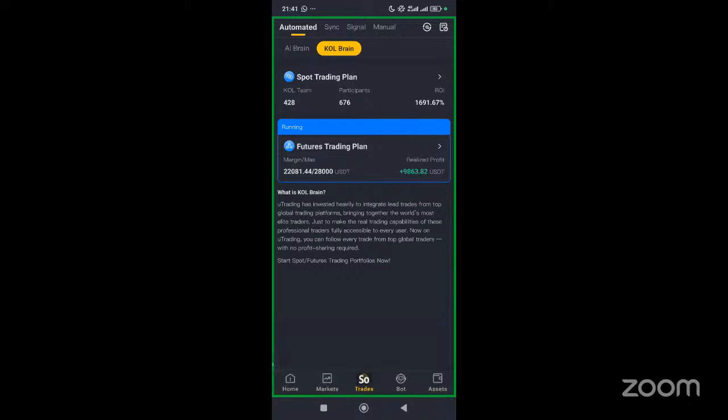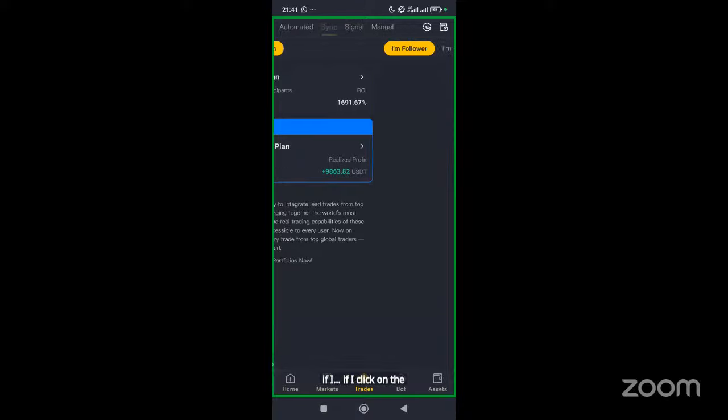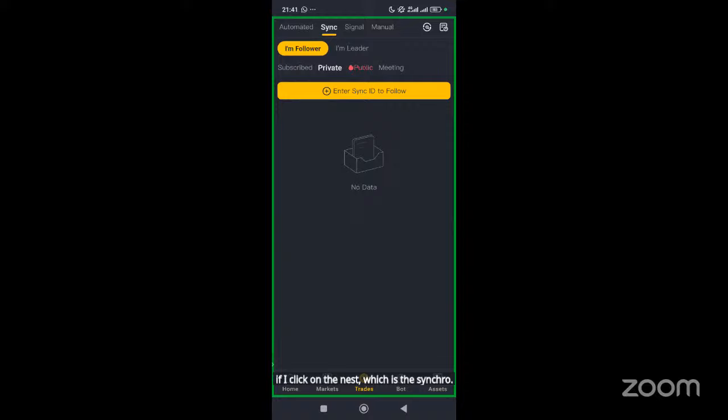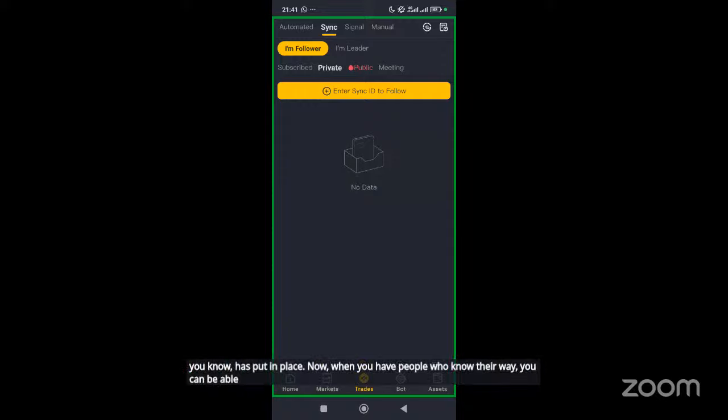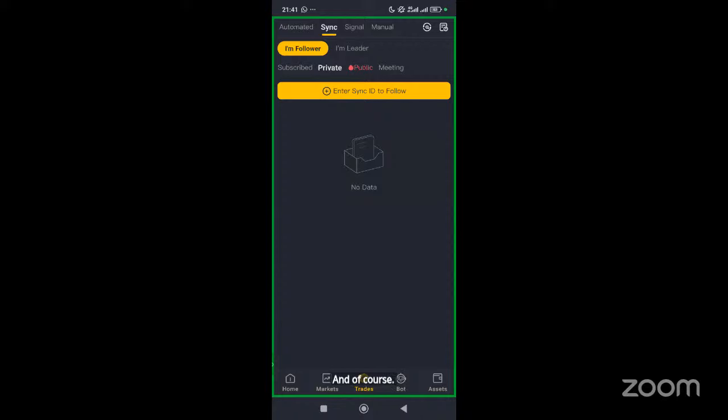So now, let's go back. If I go back to this place and click on next, which is the second strategy of this particular robot, it is the idea that you can actually follow lead traders. And that is one of the beautiful things this robot has put in place. When you have people who know their way, you can replicate what they're doing. And of course, you're going to get more details about these things on this particular platform, helping you to maximize how this robot drops profit every day.